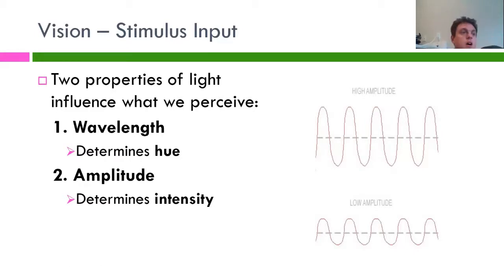Okay. So what we mean by hue, just to make it clear, hue is going to be, am I perceiving green, blue, or red? Intensity is going to be, am I perceiving light green, dark green, medium green, right? So make sure you're clear on that. And like I said, amplitude is going to determine intensity, or the brightness of it. Wavelength is going to determine hue, which color, okay?